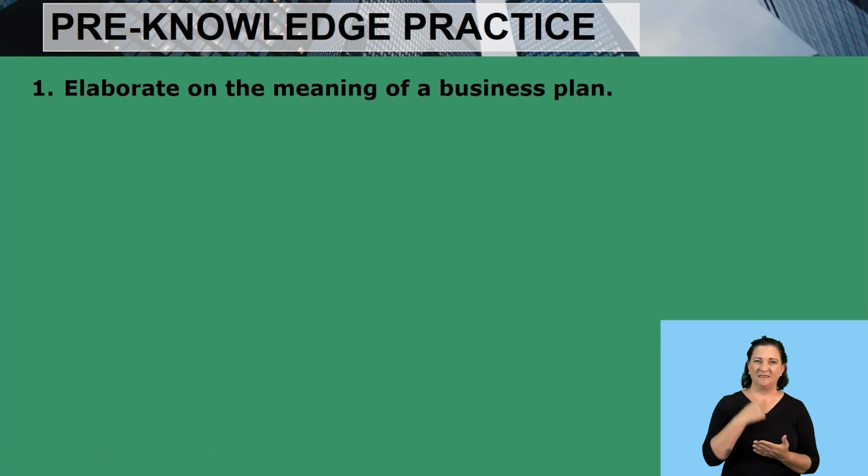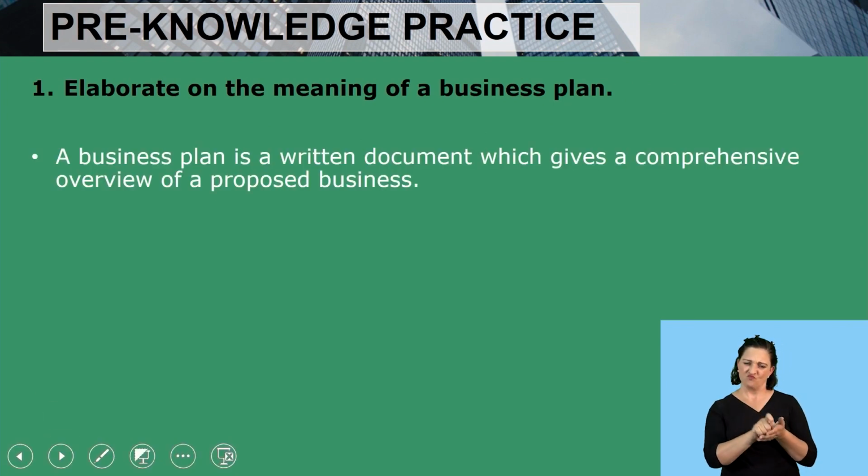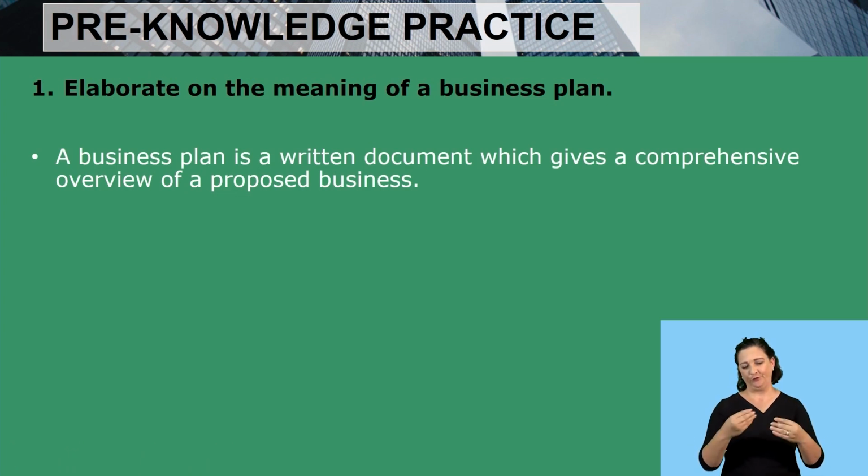The question says, elaborate on the meaning of a business plan. A business plan is a written document which gives a comprehensive overview of a proposed business. Now, when we talk of a business plan, we are referring to a document which outlines exactly what the business has to do, what the business entails, its operations, its capital, its staff, its vision, its mission. So it's that document that we call a business plan that outlines everything.